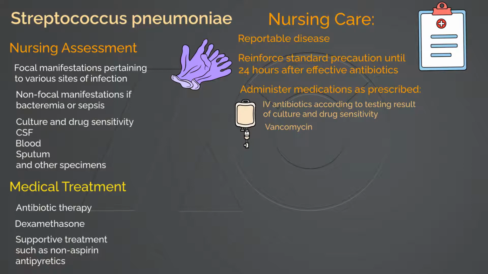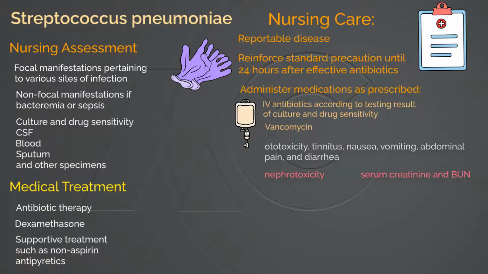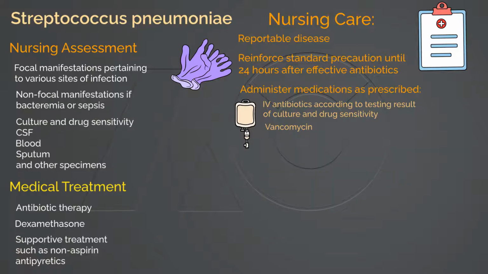The common adverse effects of vancomycin include ototoxicity, tinnitus, nausea, vomiting, abdominal pain, and diarrhea. Vancomycin has nephrotoxicity. Therefore, monitor kidney function by checking serum creatinine and BUN. The other severe adverse effects include pseudomembranous colitis and neutropenia. Vancomycin can be given through IV or PO.